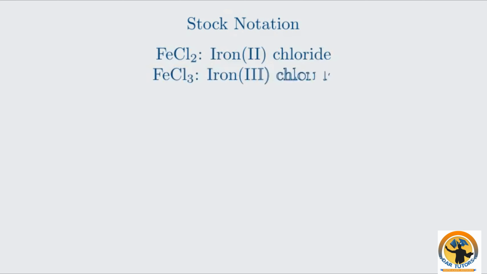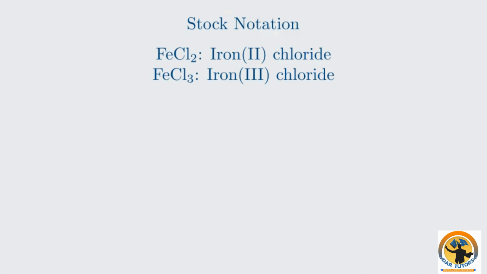A classic example is iron, a D-block element. Iron can have an oxidation state of +2 or +3. So we can have iron(II) chloride, where iron has an oxidation state of +2, and iron(III) chloride, where it has an oxidation state of +3.